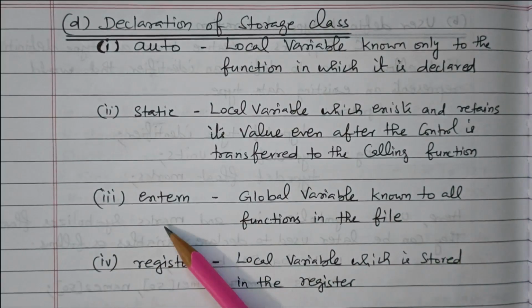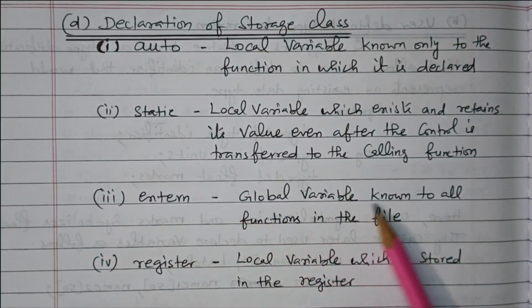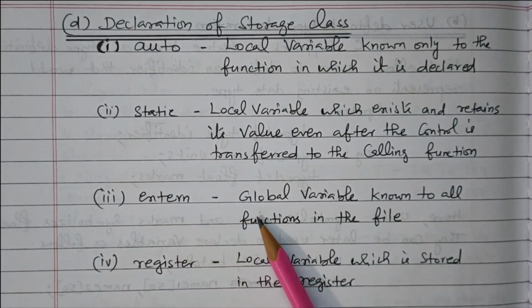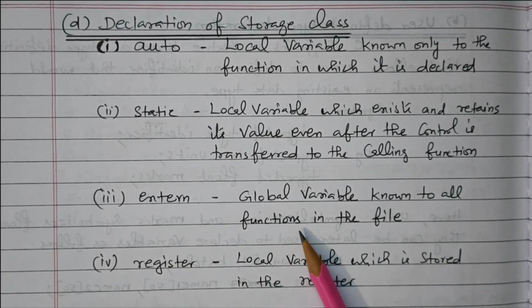The third one is external. It's a global variable known to all functions in the file. The name external means it is declared externally, outside of the main function, so that it is applicable for the main program as well as the functions. Any changes that happen in the main program and functions can be reflected in this global variable. That's why it is called a global variable. Then register. This is a local variable which is stored in the register. All other variables are stored in the memory, but this is stored in the registers.